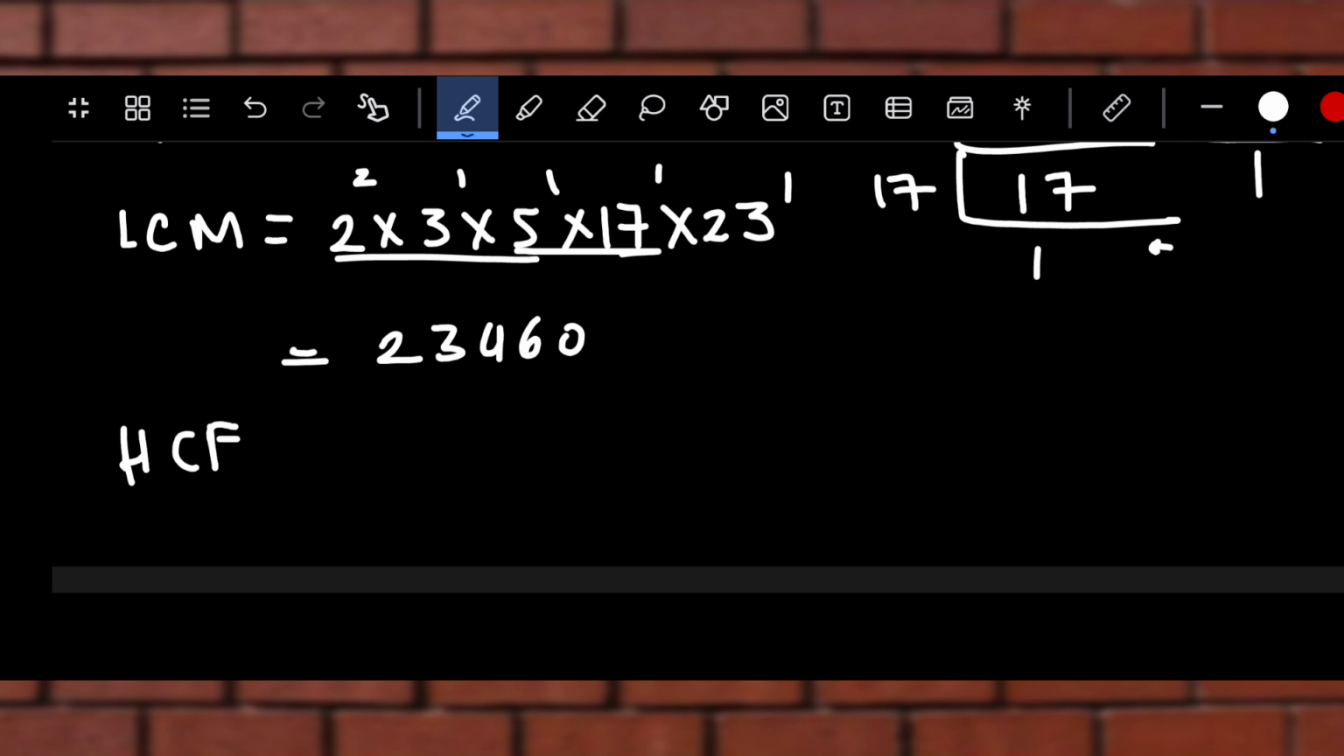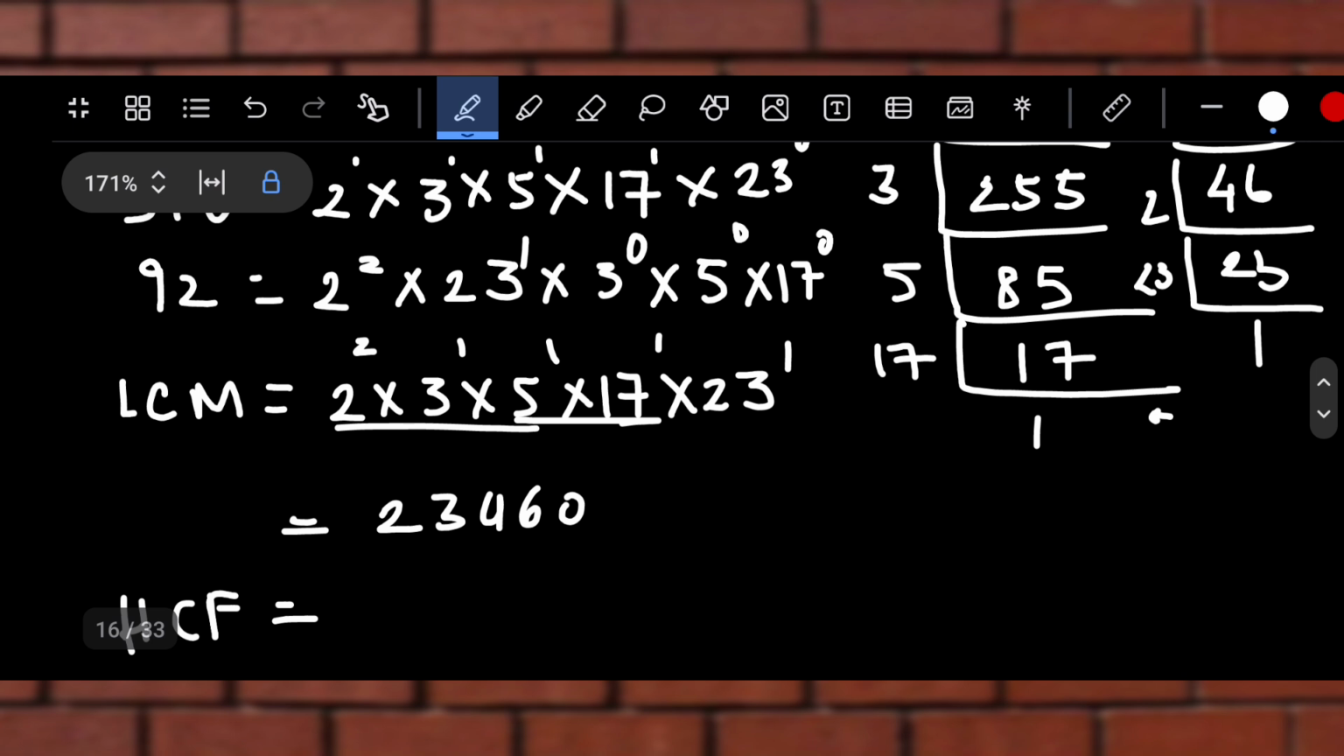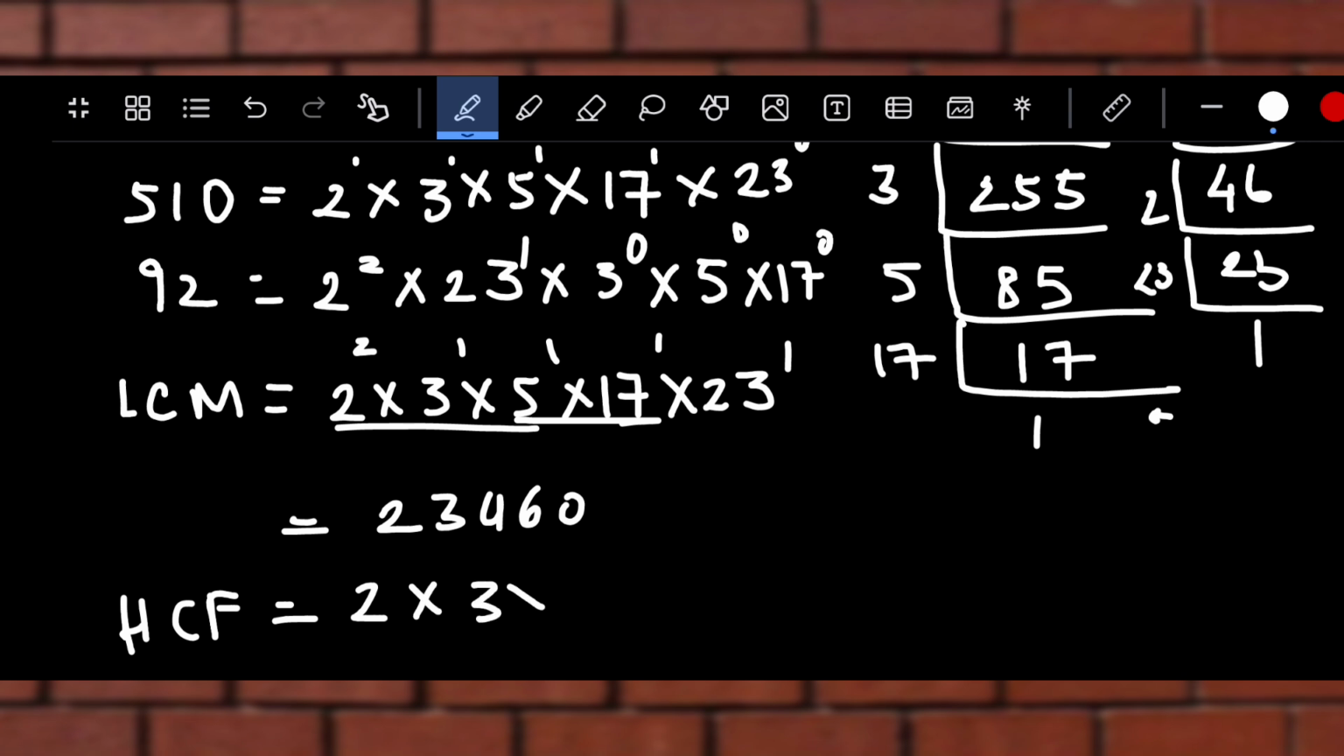Now I'll do the HCF. For HCF, I told you we'll write all the numbers but with the lowest power that each number has. So 2 to the power 2 into 3 into 5 into 17 into 23. What is the lowest power? 2 has 1, 3 has 0, 5 has 0, 17 has 0 and 23 has 0. So HCF is equal to 2. Fine. I hope you understood.